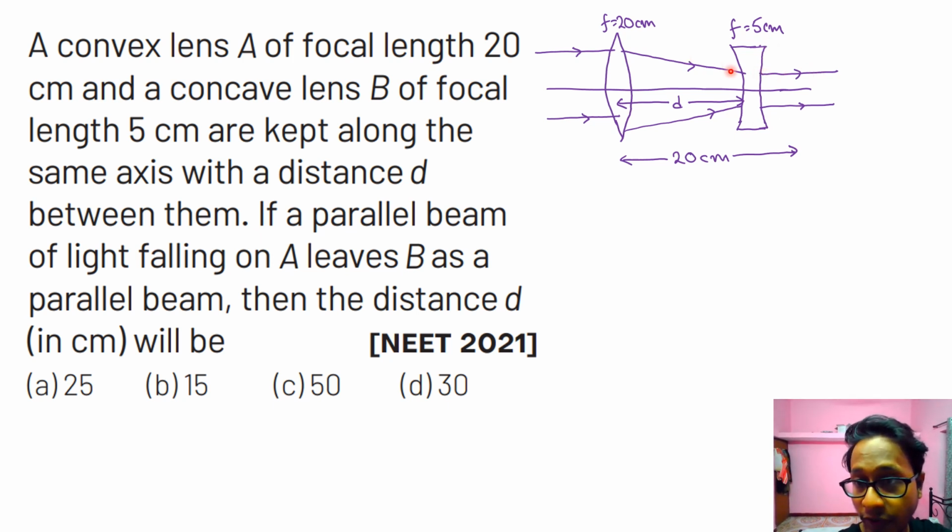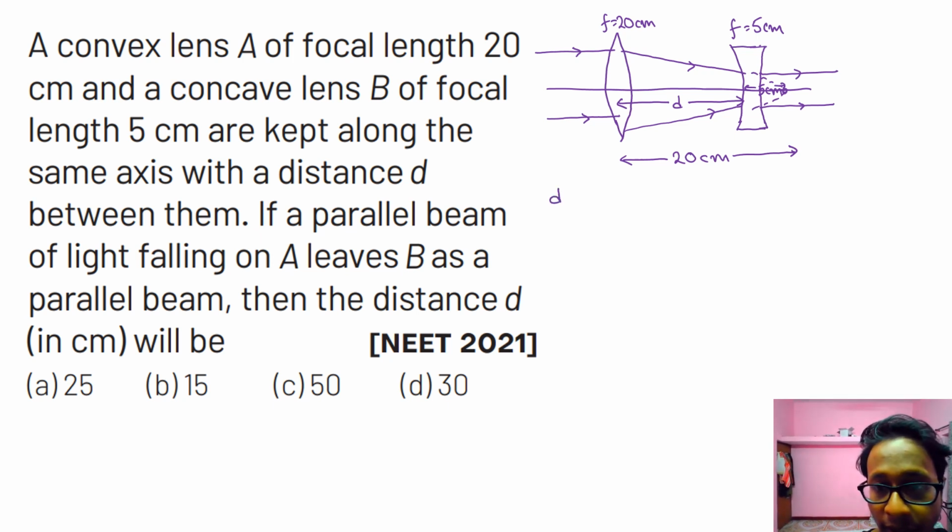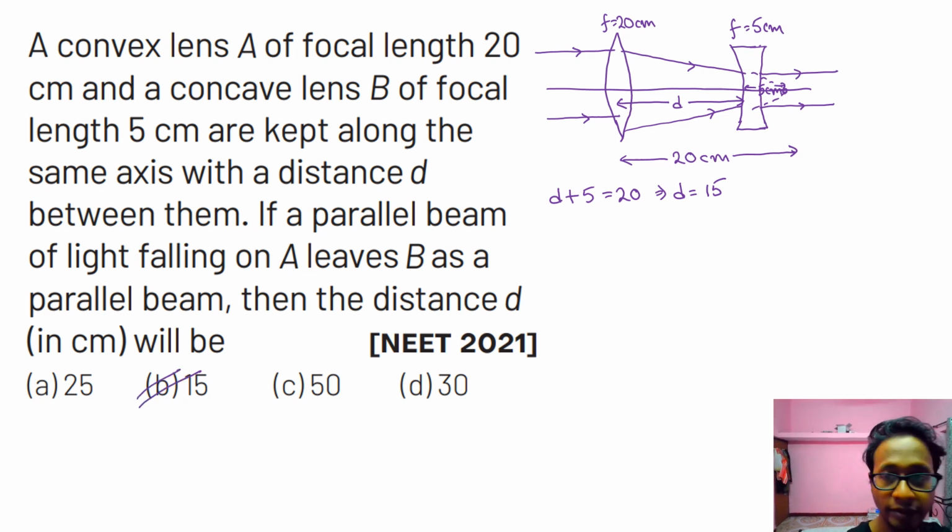For which set of rays would this ray become parallel out here? If the set of rays coming towards it are directed towards 5 centimeter from the pole. So if this distance is 5 centimeter, then the rays after refraction would be parallel. So can I say d plus 5 is equal to 20? So from these two diagrams, d plus 5 is equal to 20, or d is equal to 20 minus 5, which is 15. So our correct answer is 15.